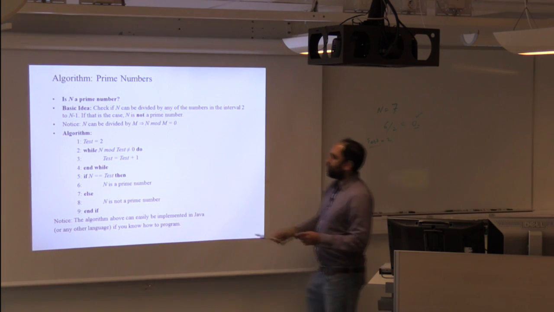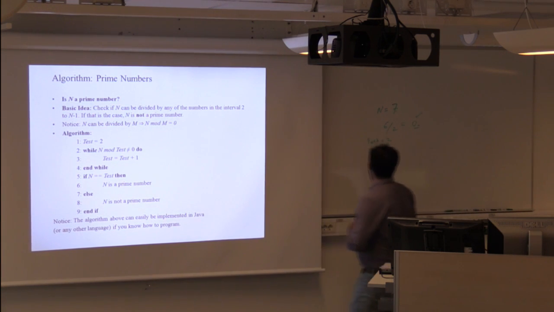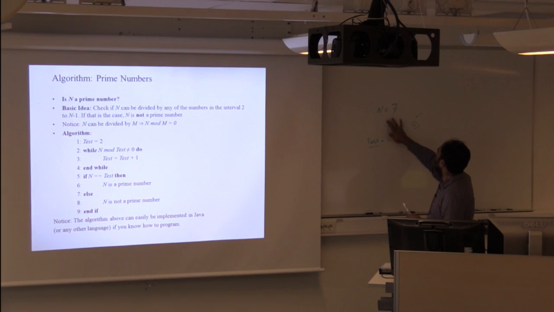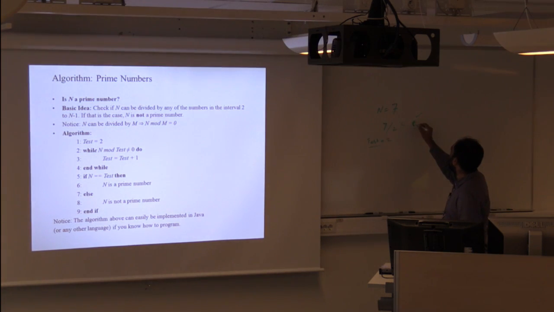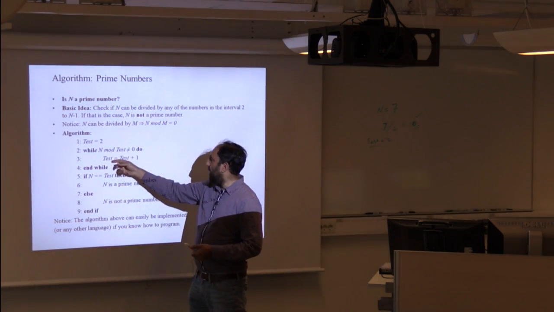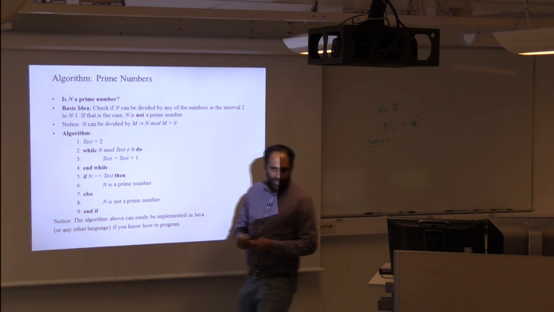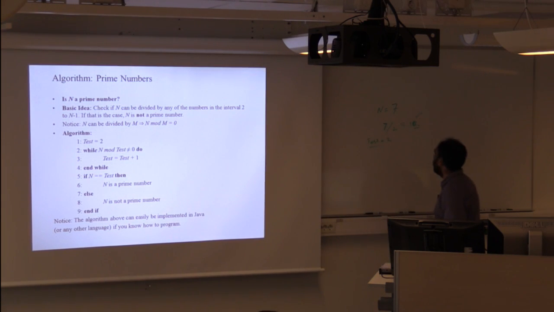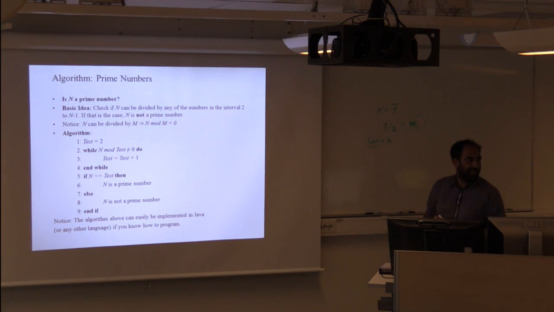So we go here, and when we divide 7 by 2, the remainder should be 1. In this case, the loop will execute, and we increment the value of test. Test was 2 before, now we change it to 3, and we divide it. What should be the result? Again, it will be remainder 1.